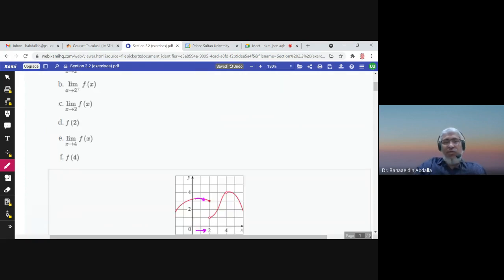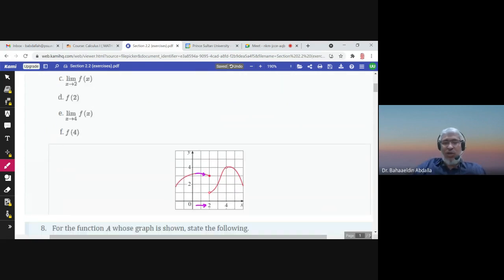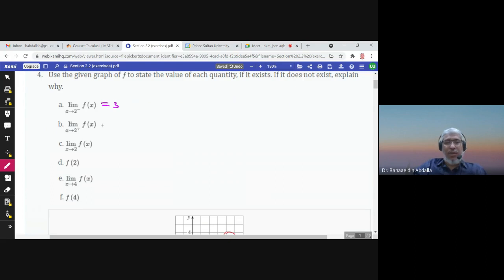What is the limit of f of x when x approaches 2 from the right? If we approach 2 from the right, look at the function. The function is coming in this direction, 2, 1, approaching 1. So what would be the limit of f of x when x approaches 2?